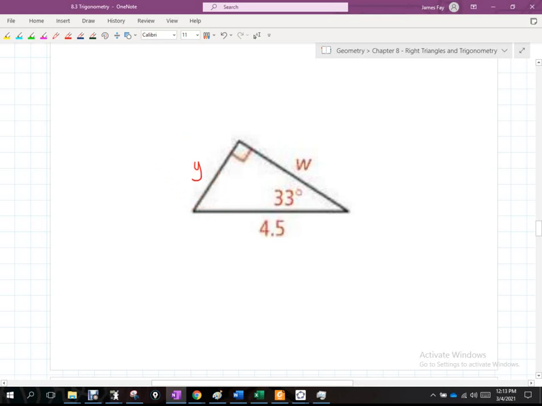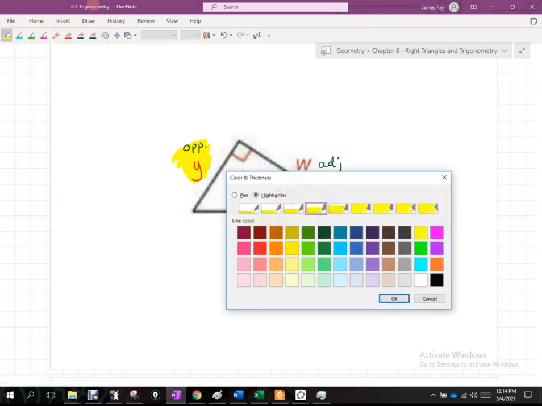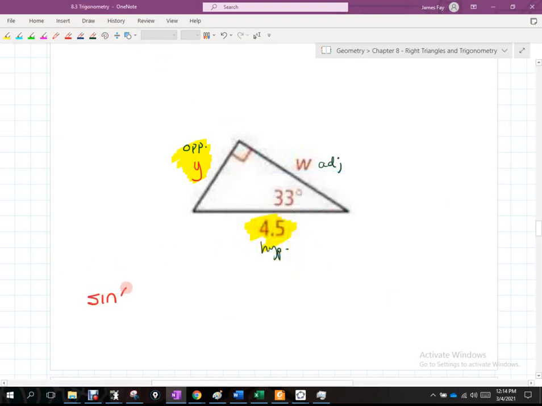So what would Y be in regards to that 33? Opposite. What's W? And what's 4.5? Hypotenuse. Okay. So if I want to find Y, which other object do you have to choose if you're going to solve for Y? 4.5. So which trig ratio are we going to use that uses opposite and hypotenuse? Sine. So I go sine of the angle that I used is equal to opposite over hypotenuse.